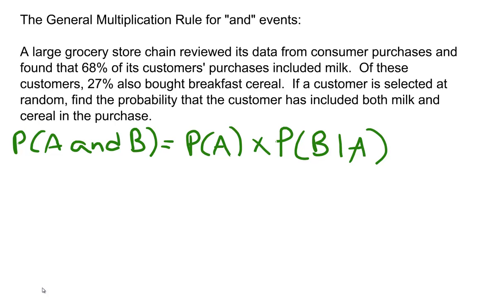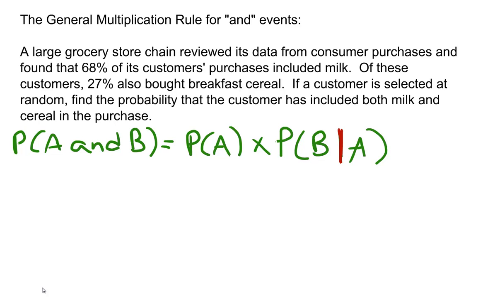The formula we need to use for the general multiplication rule for AND events is the probability of A and B is equal to the probability of A times the probability of B given A. This vertical line in mathematical notation in this case means given that or such that. In other words, given that a customer is already buying milk, what is the probability that that customer is buying breakfast cereal?